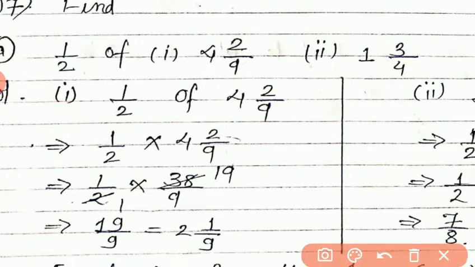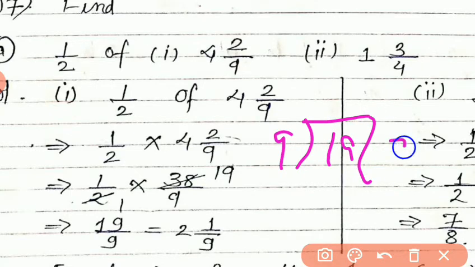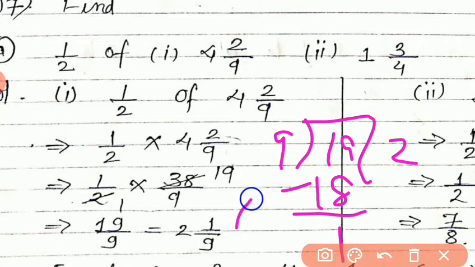Here we have to divide. So 9 2s are 18. So you can see 1 is remainder. So you have to write it on top. The quotient 2 you have to write in the middle and 9 as it is.